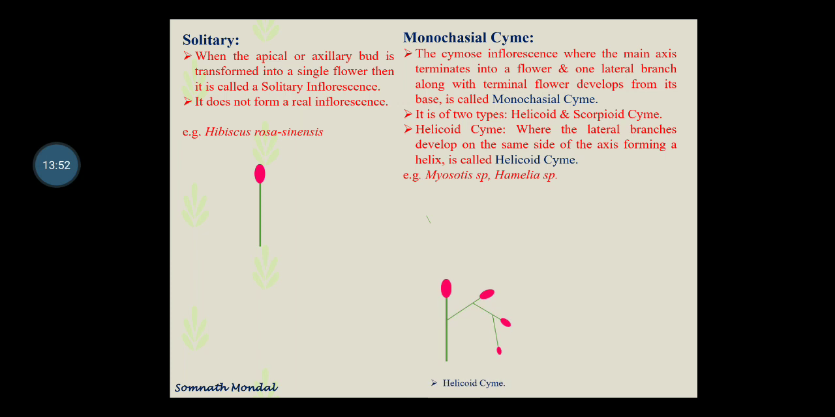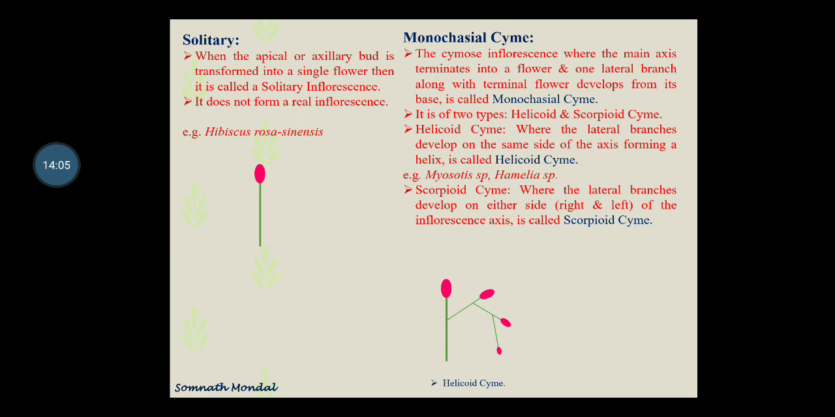Now look at the picture of helicoid: you can see the lateral branches are coming out only from one side of the flowering axis. But in case of scorpioid cyme, the lateral branches develop on either side, alternating to right and left of the inflorescence axis, and that is why it looks like a zigzag pattern. This is called the scorpioid cyme, and it is found in Ranunculus or in the Boraginaceae family, Heliotropium plants.